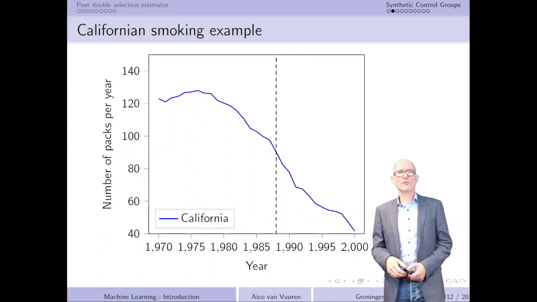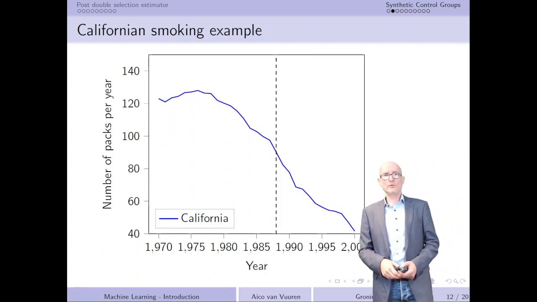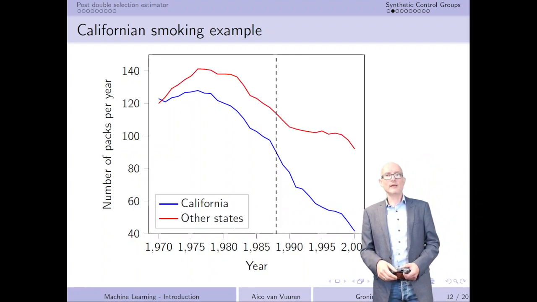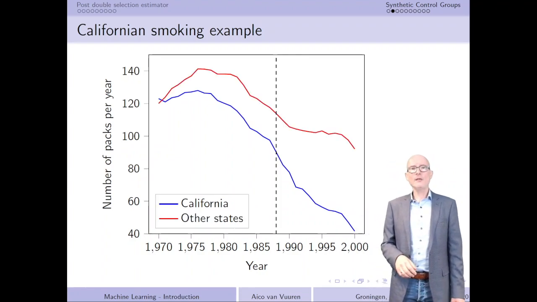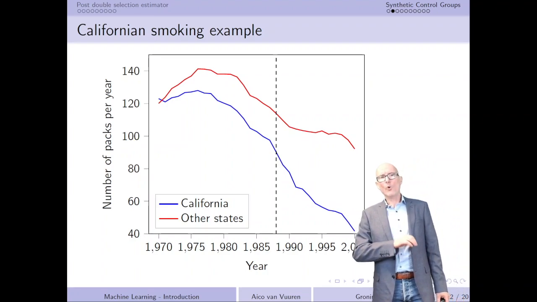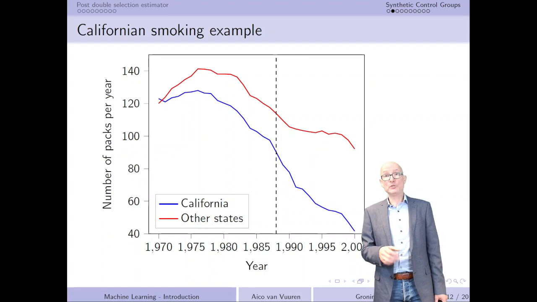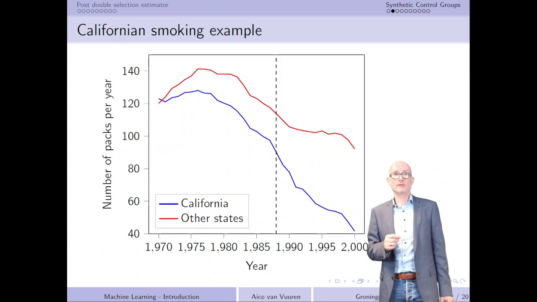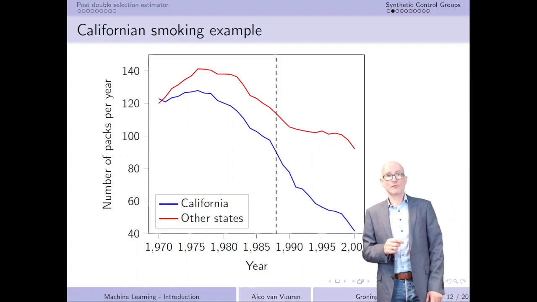But the question, of course, arises: how does this compare to the other states in the United States? What I've done here is an unweighted average of the other states. So this is just all the other states that we have, and we should take into account that these include some of the bigger states like New York, but also very small states.